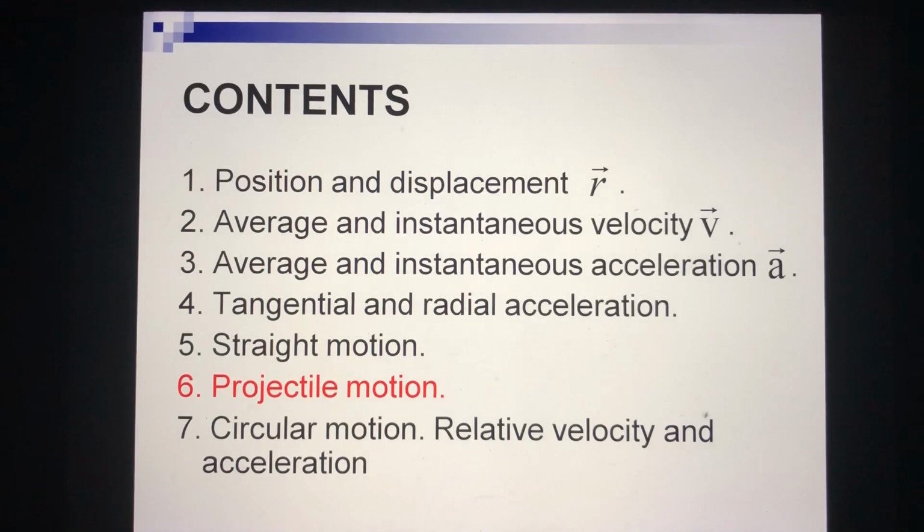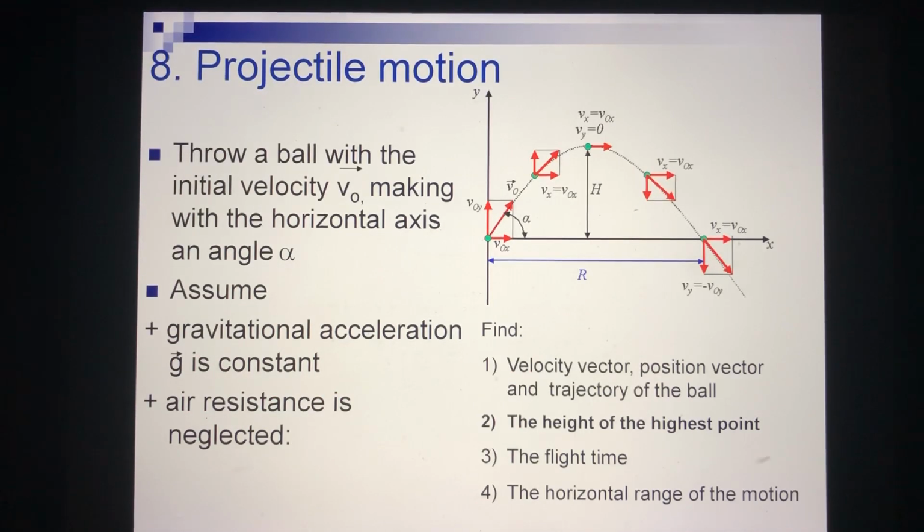In this video, I will talk about projectile motion. Suppose that we have an xOy plane like this, and then throw a ball with initial velocity v0, making an angle alpha with the horizontal axis like this.